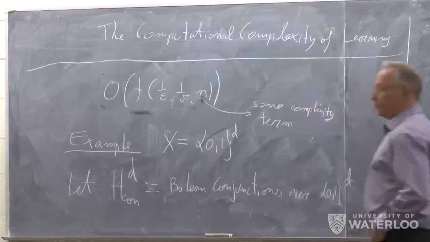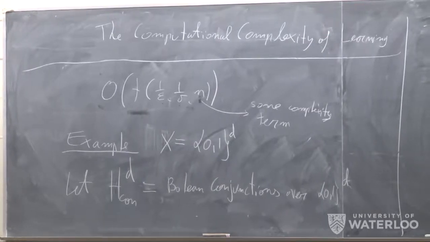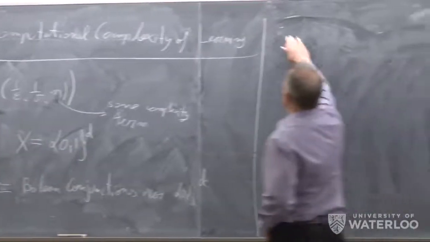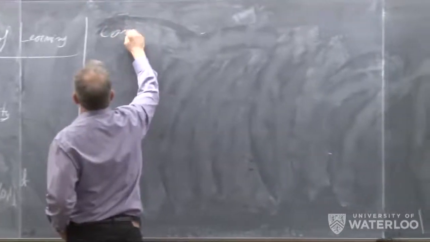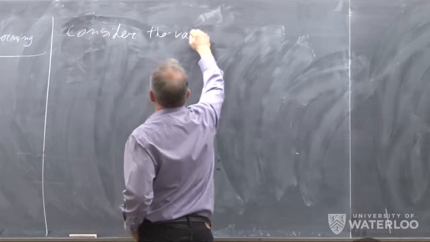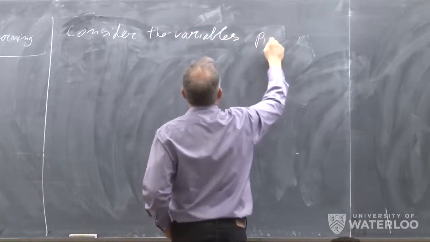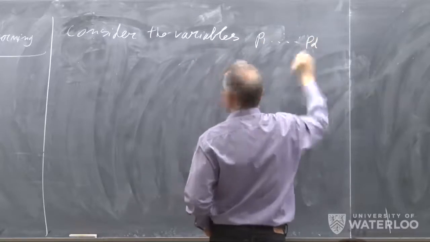So what do I mean by Boolean conjunctions? We have to talk a little bit about propositional logic. So I have variables. Consider the variables p1 up to pd.